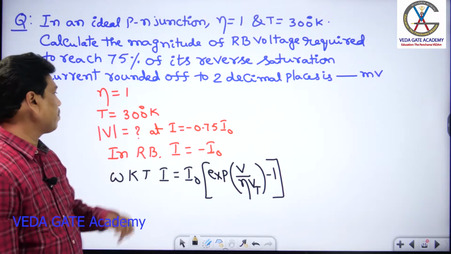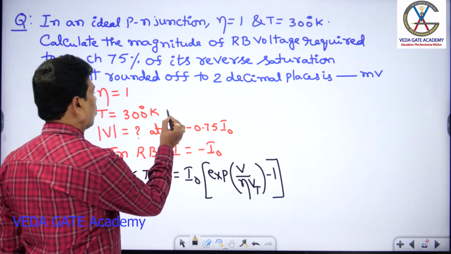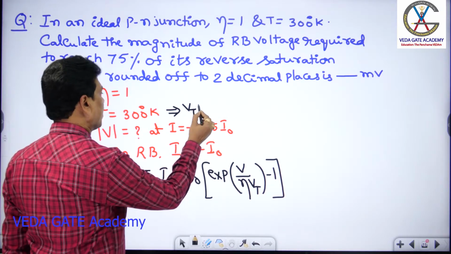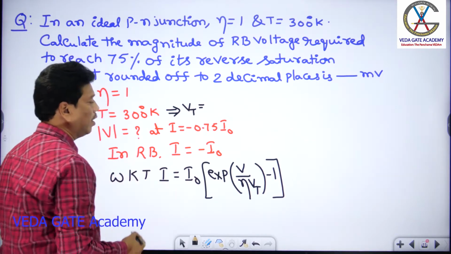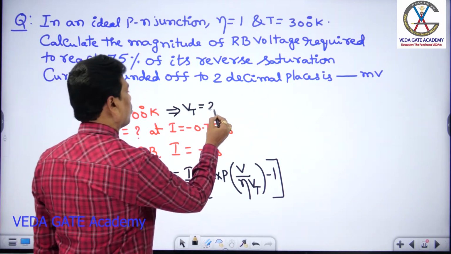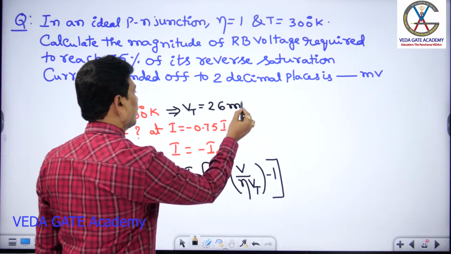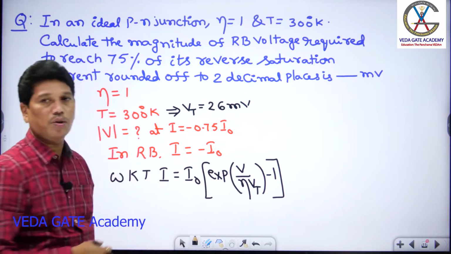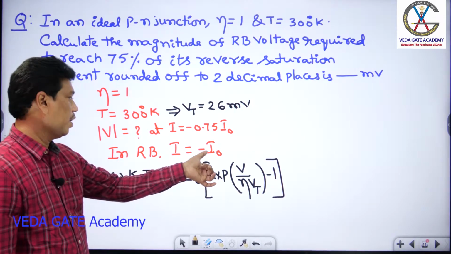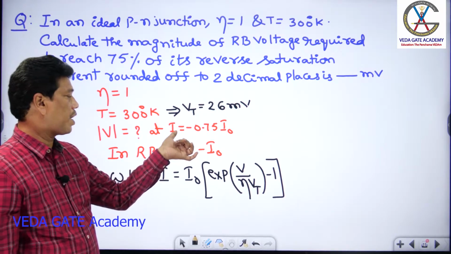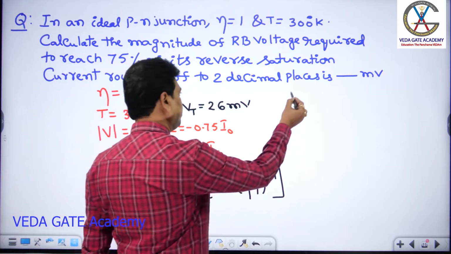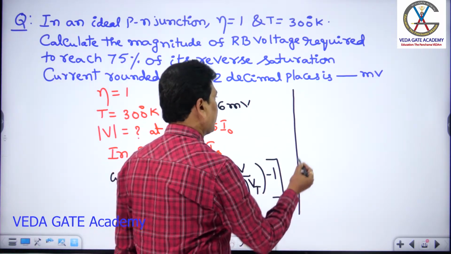At room temperature, T equal to 300 degrees Kelvin, Vt is 26 millivolt. Originally Vt equals T by 11,600, which I told you equals 26 millivolt. Now I can substitute the values. At I equal to minus 0.75 I naught, what is the magnitude of the reverse bias voltage?